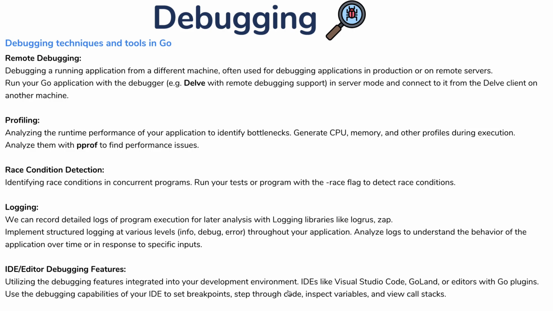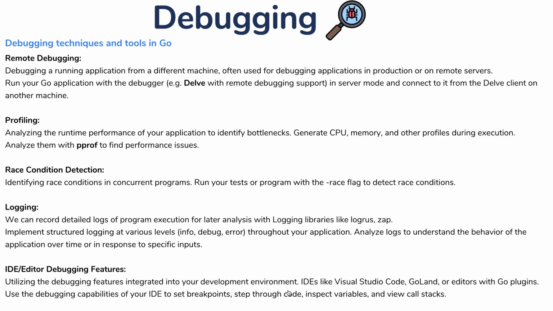Then profiling. Now profiling we just covered. So just as a review, analyze the runtime performance of your application to identify the bottlenecks, generate CPU, memory and other profiles during execution and analyze them with pprof to find the performance issues. And now you know how to check that also, right? Now the next point is race condition detection. Now what is this? This is to identify race conditions in concurrent programs. So run your tests or program with the dash race flag to detect any race conditions.